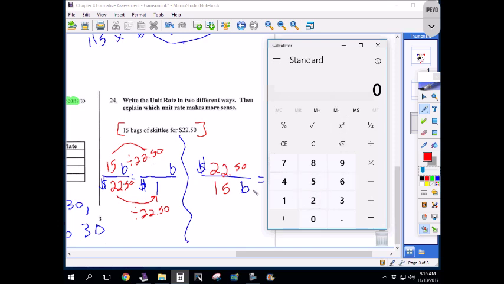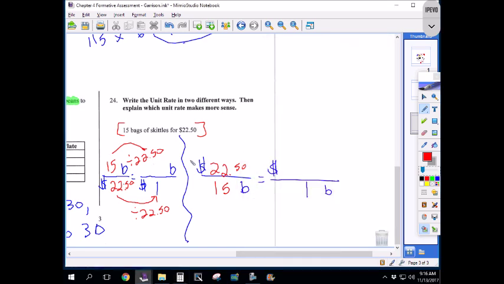I'm going to do it just so we all see it. Just make sure we're doing this left to right. Order matters when you're dividing. So we're going to do 15 divided by 22.50. And there we go. And again, remember that 7 is just because the last digit's rounded up. That means 0.6 repeating.